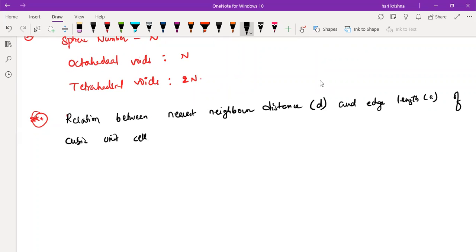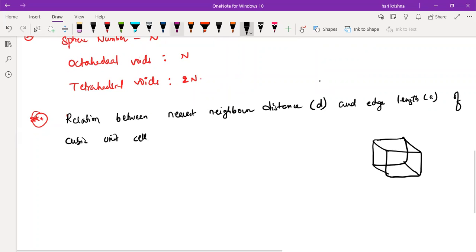Okay. Suppose you had taken this simple cube. In the case of a simple cube, atoms will be there only at the corners, right? So this is one corner, this is another corner. So atoms are there only at the corners. So this is one atom, this is another atom.